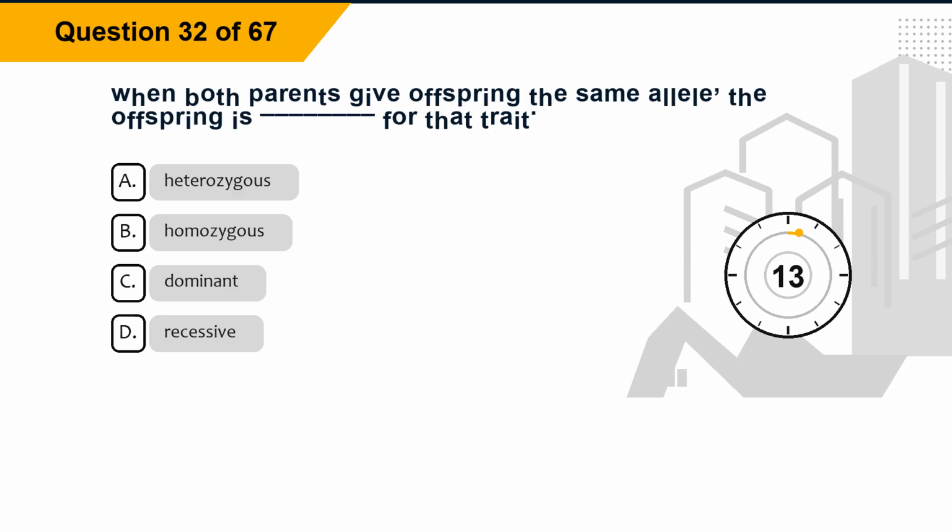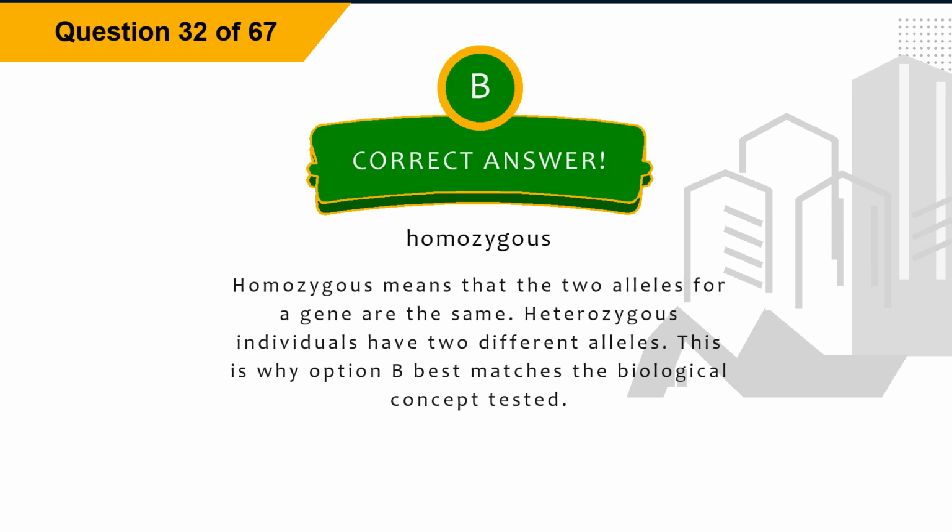Question 32. When both parents give offspring the same allele, the offspring is blank for that trait. Option A, heterozygous. Option B, homozygous. Option C, dominant. Option D, recessive. The correct answer is option B, homozygous. Explanation. Homozygous means that the two alleles for a gene are the same. Heterozygous individuals have two different alleles. This is why option B best matches the biological concept tested.